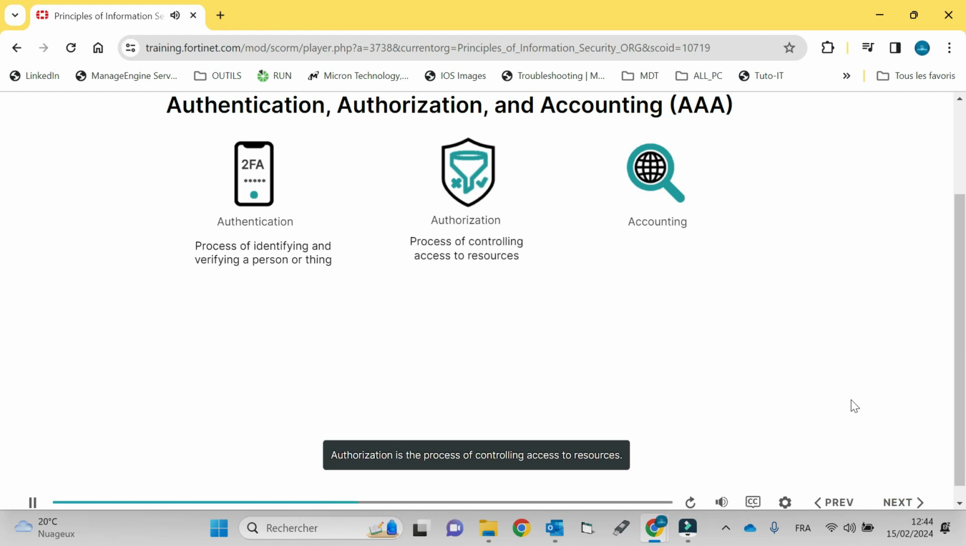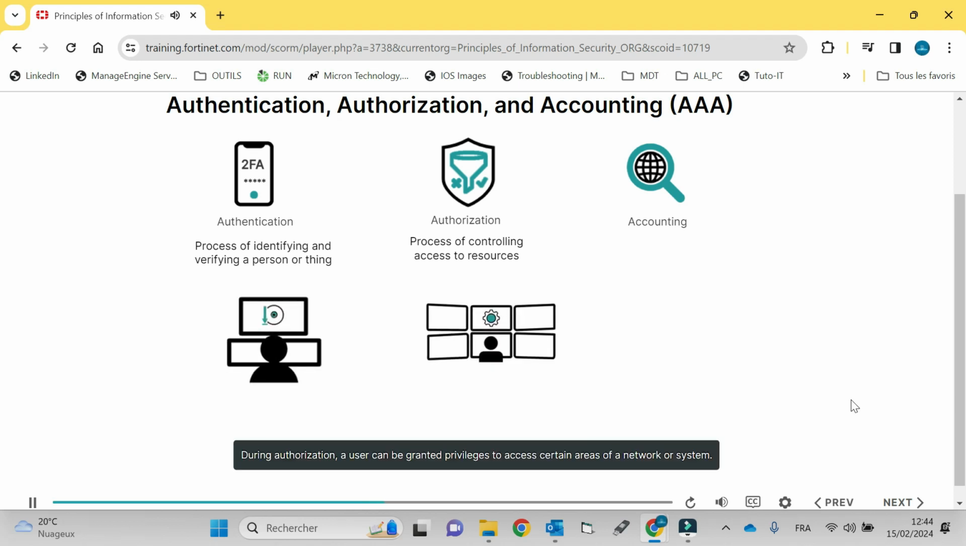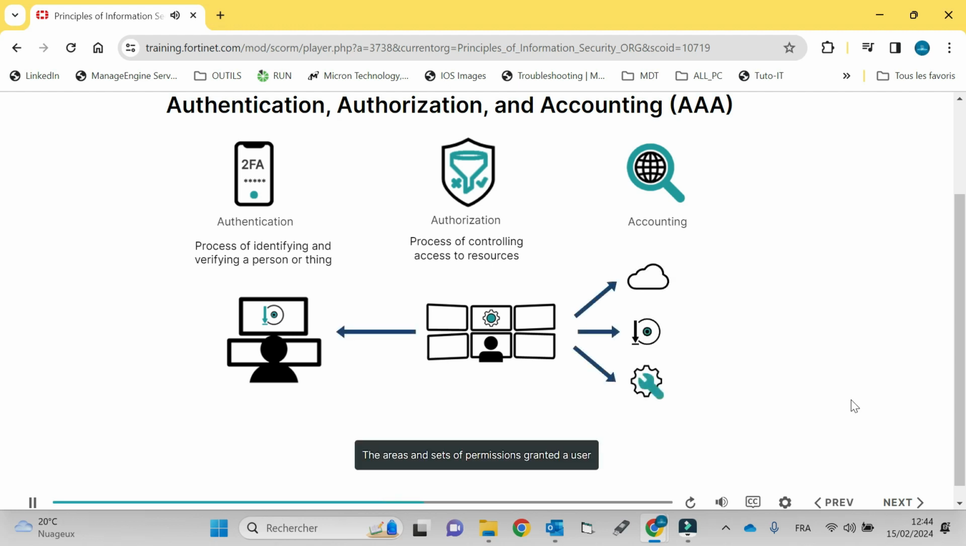Authorization is the process of controlling access to resources. During authorization, a user can be granted privileges to access certain areas of a network or system. The areas and sets of permissions granted to a user are stored in a database along with the user's identity. The user's privileges can be changed by an administrator.